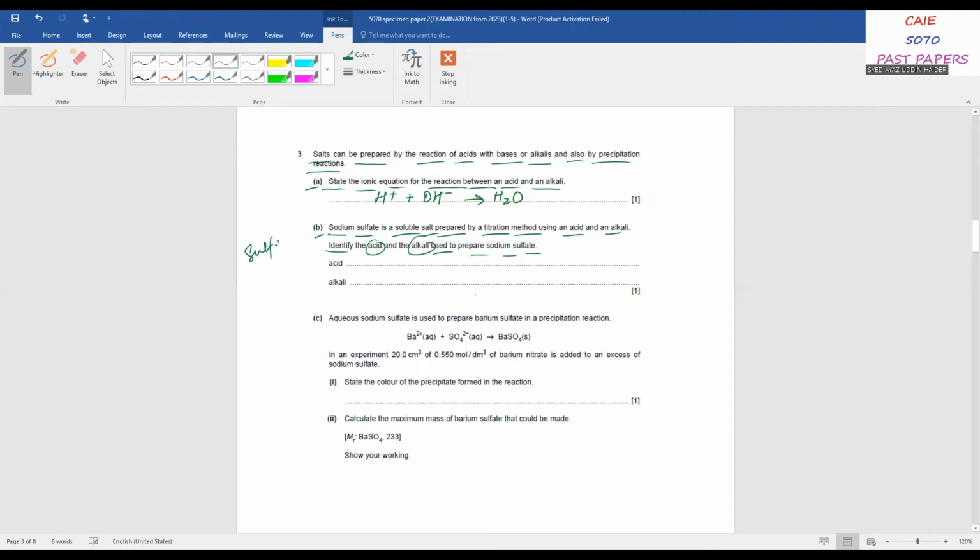Sulfate from H2SO4. So you can write sulfuric acid. You can even write the formula of sulfuric acid, which is H2SO4. For alkali, sodium hydroxide is the answer. So NaOH or sodium hydroxide.